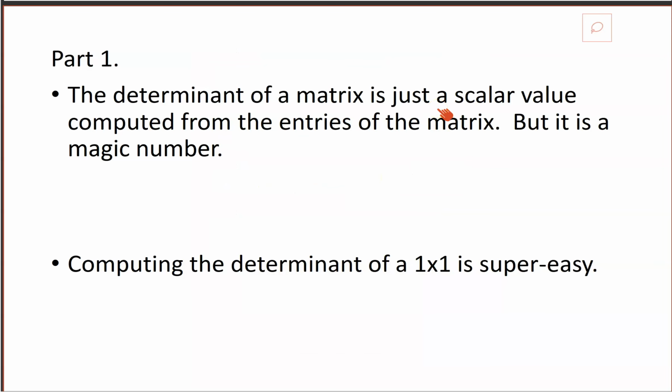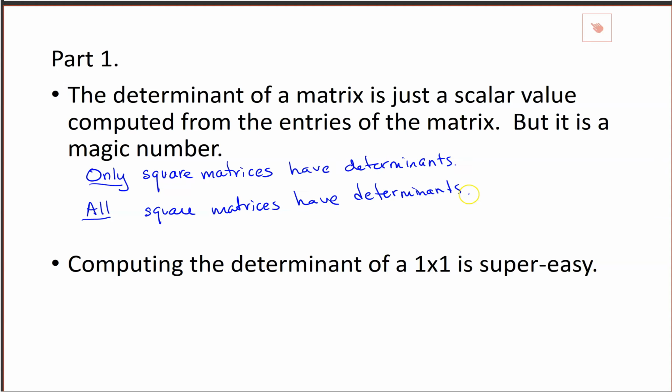Okay, first of all, the determinant of a matrix is just a scalar value that can be computed from the entries in the matrix. Every square matrix has a determinant, and only square matrices have determinants. Now, computing the determinant of a matrix can look a little bit arbitrary, but computing the determinant of at least a 1 by 1 matrix is super easy. So if we have a 1 by 1 matrix A that just has a single entry, 1 row, 1 column, the determinant of that matrix, which we write like this, is just equal to that entry, whatever it is.